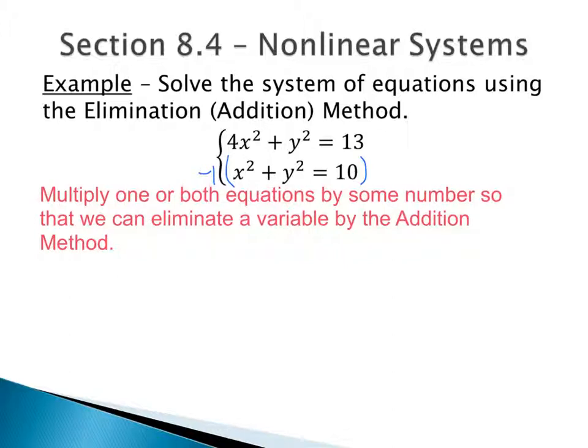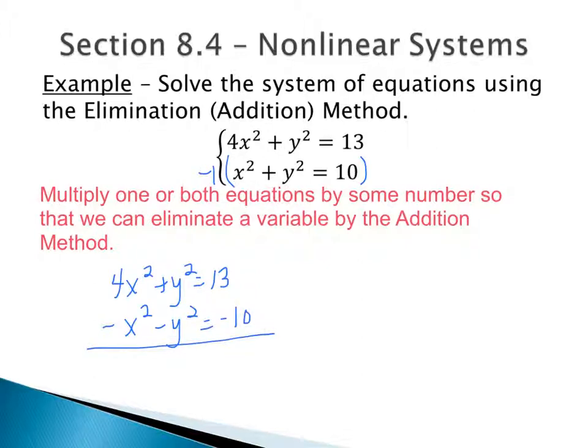So our first equation is going to stay 4x squared plus y squared equals 13, and our second equation will become negative x squared minus y squared equals -10. So now I can use that addition or elimination method and add our like variables. So adding straight down, I have 4x squared minus x squared would be 3x squared. Y squared minus y squared will cancel out, that's the whole point, and then 13 minus 10 would end up being 3. So right now I have an equation that will be a lot easier to solve. I have 3x squared equals 3.